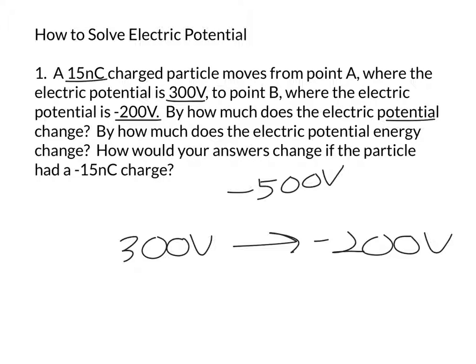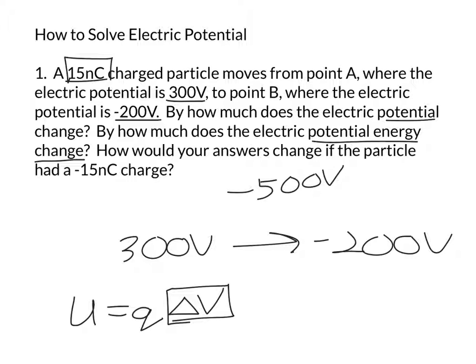Then we ask, by how much does the electric potential energy change? And now we have to do an energy calculation. Potential energy for a charged particle, U, is equal to Q delta V. In this case, we know the charge, it's a 15 nanocoulomb charge, and we know the change in voltage. So I'm just going to plug those in. The Q is 15 times 10 to the minus 9 coulombs.